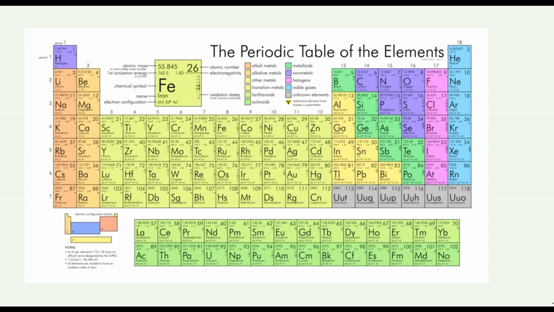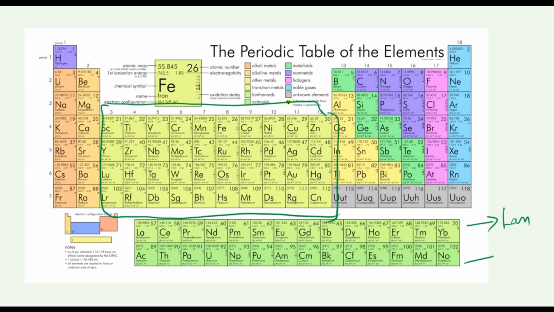Okay, so what are D block elements? D block elements are the ones residing here. The valence electrons are in the D subshell, right? So what about F block elements? Whenever the electron goes to the F subshell, then those are F block elements. They are lanthanides and actinides.